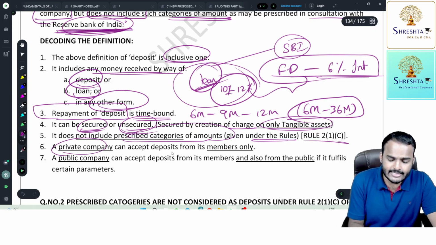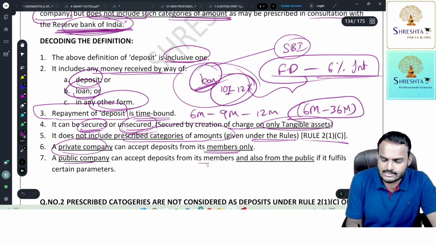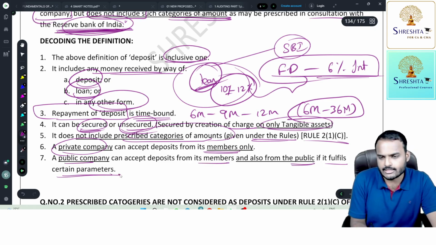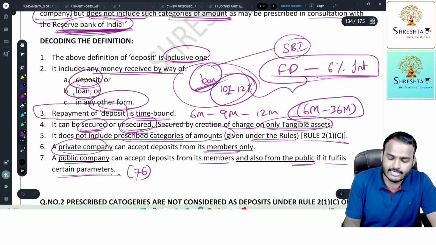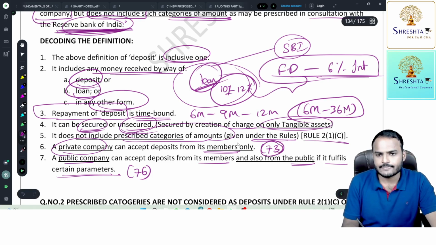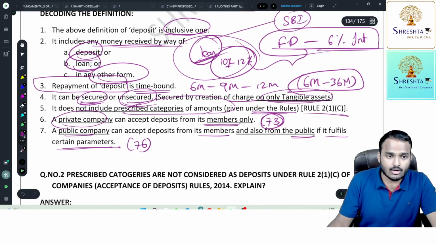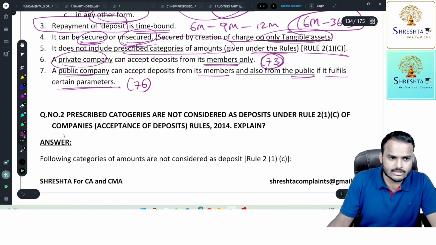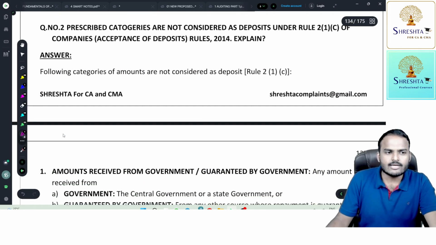A private company can accept deposits from its members only. A public company can accept deposits from its members and also from the public if it fulfills certain parameters. So this thing I'll discuss under section 76, and point 6 we will discuss under 73. You'll get to know everything, don't worry, after completion of the chapter. So let's begin.